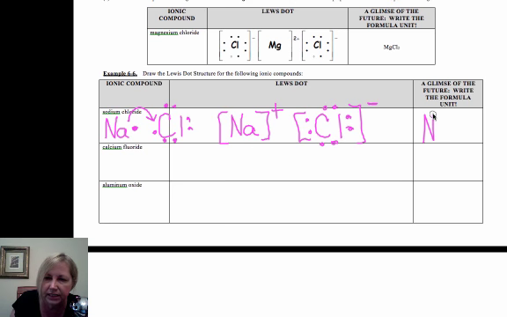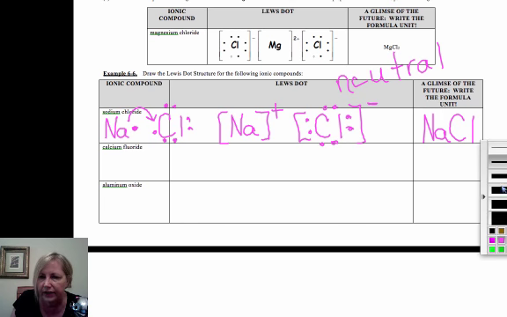So to give you a glimpse of the future, I wrote 1 sodium and I wrote 1 chloride in order to get to a neutral formula unit. That's our goal, is a neutral formula unit. Let's look at calcium fluoride here.